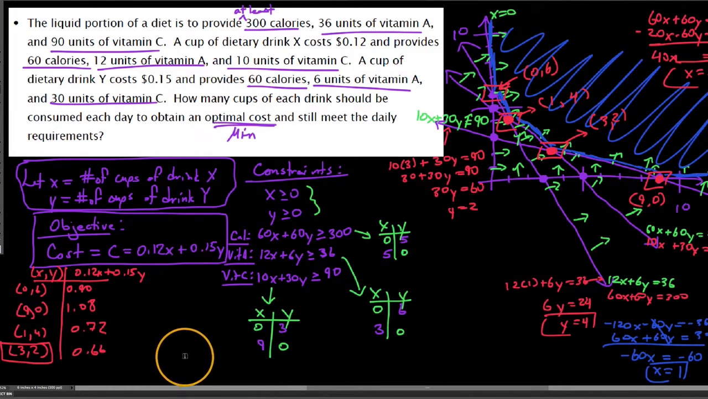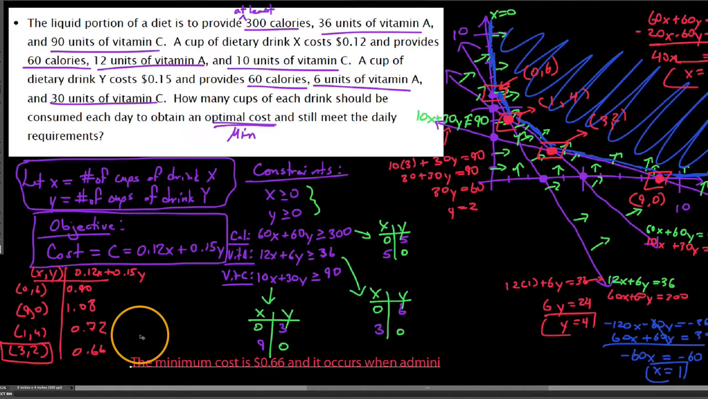So our conclusion statement is going to follow like this. We would say that the minimum cost is 66 cents, and it occurs when administering 3 cups of dietary drink X and 2 cups of dietary drink Y.